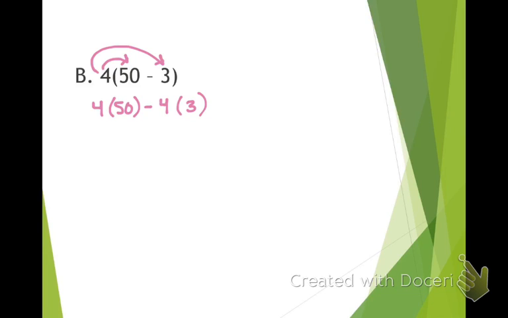So let's start from left to right. What is 4 times 50? 200. Bring down your minus sign. And what's 4 times 3? 12. Now you can see we only have one sign here, so we are left to go ahead and find our answer. What is 200 minus 12? 188.